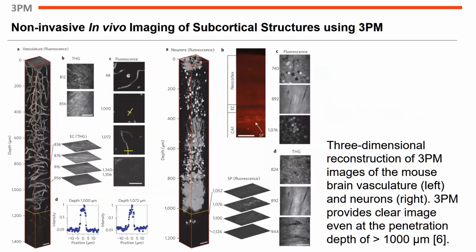Using the deeper penetration of three-photon microscopy, non-invasive in vivo imaging of subcortical structures within an intact mouse brain became possible. The figures in this slide show the reconstructed three-photon microscopy images of mouse brain vasculature and neurons. Three-photon microscopy provides a clear image even at penetration depths deeper than 1000 micrometers.